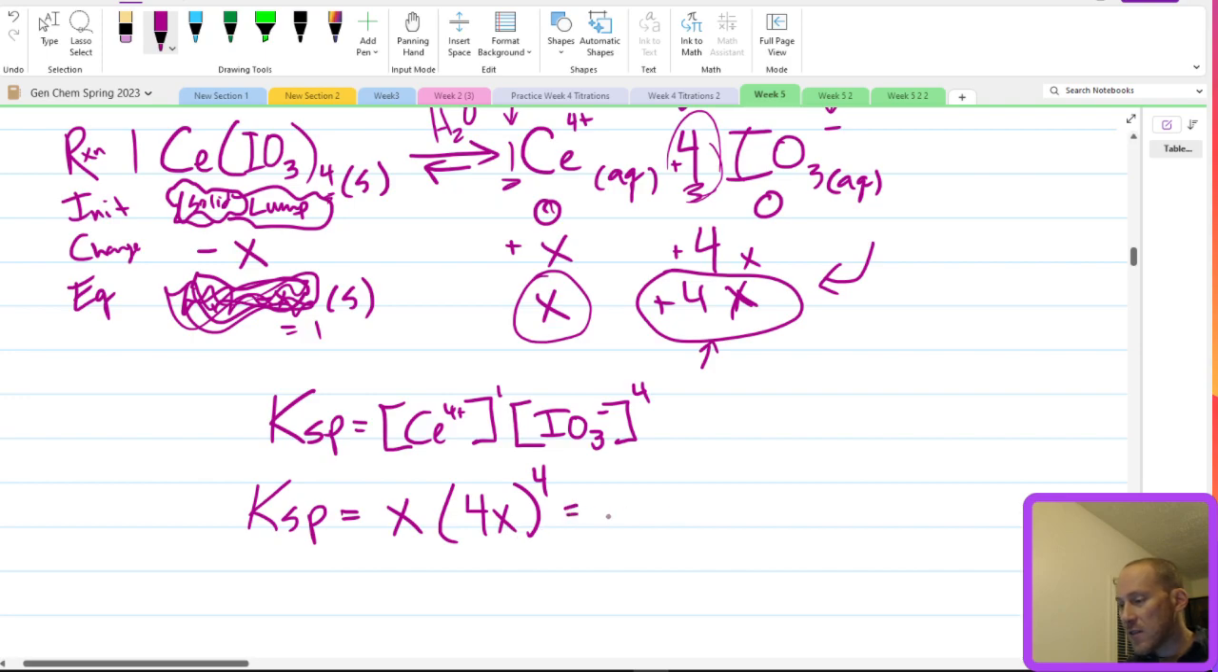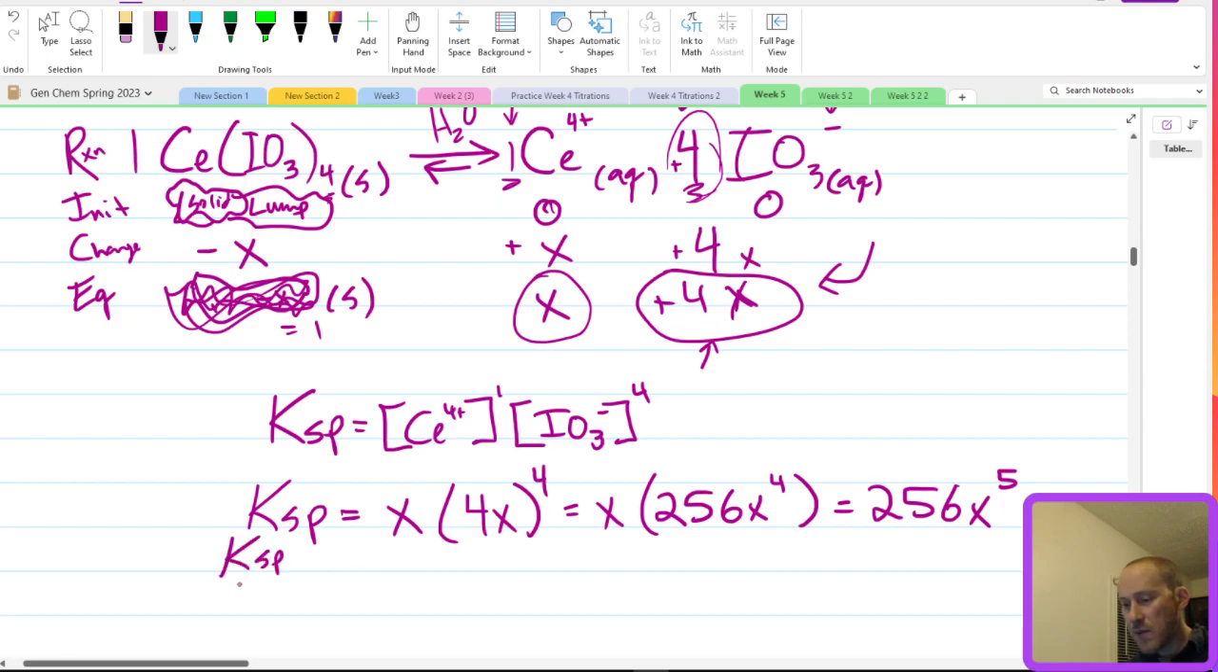Right? So that KSP is going to equal x times 4x to the 4th. Let me not mess this up. I want to say it's 256. Yeah, 256x to the 4th is what 4x to the 4th is. And x times 256x to the 4th is 256x to the 5th. So mathematically, the KSP of solid cerium iodate, Ce(IO3)4, is equal to 256x to the 5th. There we go.